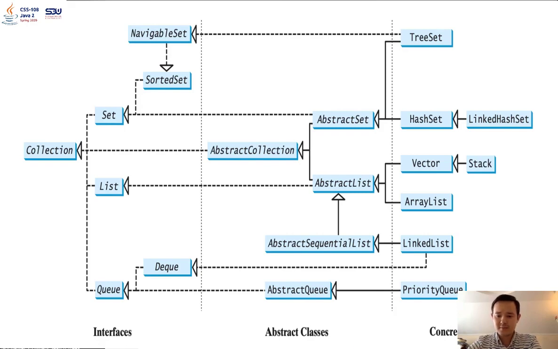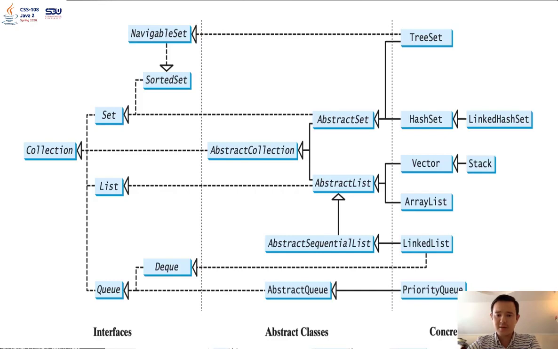Queues: in this diagram we can see that there is no separate queue class, but we can use LinkedList to simulate queues. We don't have a separate concrete class for queues, but we can use LinkedList as a queue. We're going to be looking at that later in a moment.